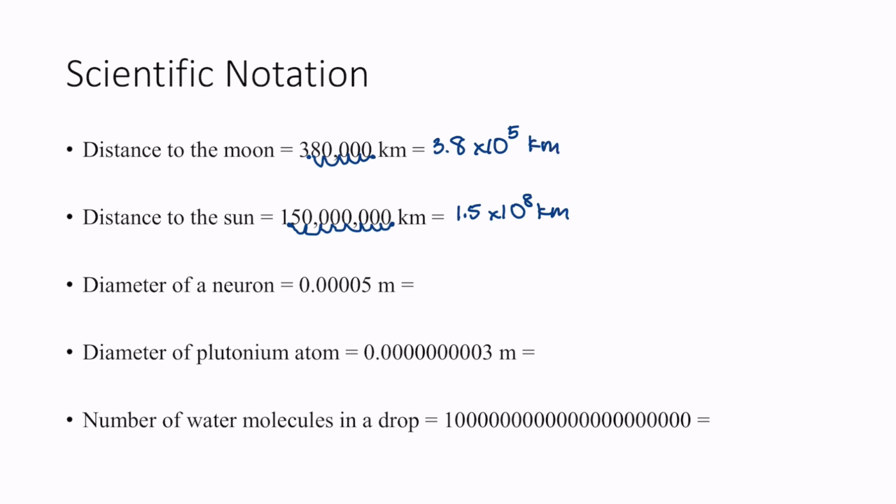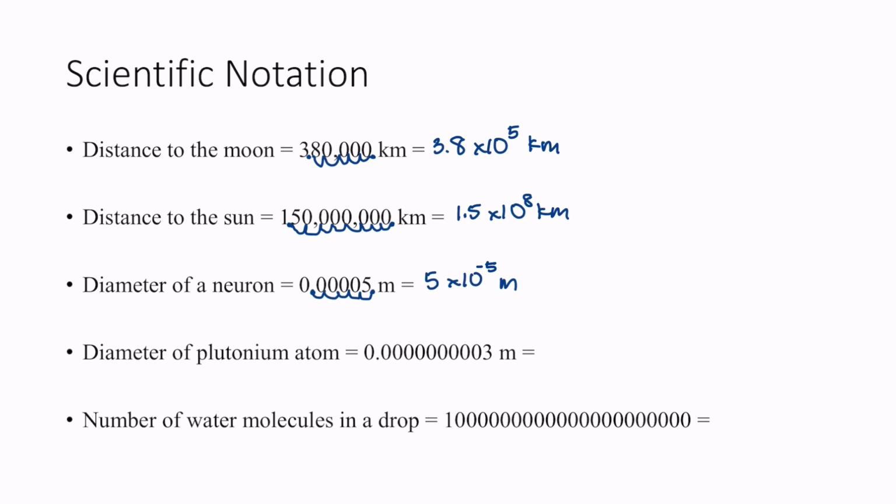If we look at the diameter of a neuron, it is really small. I have my decimal point already written. I'm going to move it to just after the 5. 1, 2, 3, 4, 5. It is going to be 5 times 10 to the 5, but since this is a really small number, we need our exponent to be negative. So it is going to be 5 times 10 to the negative 5 meters.